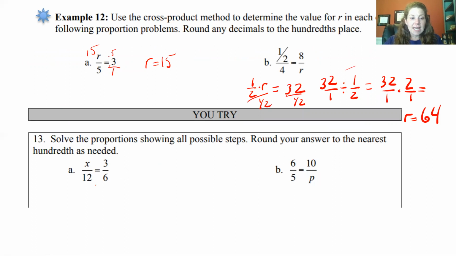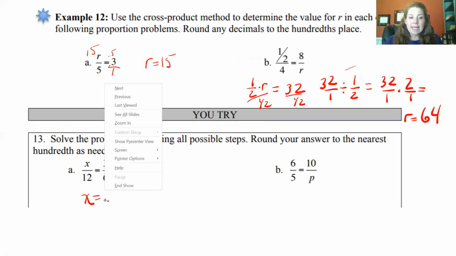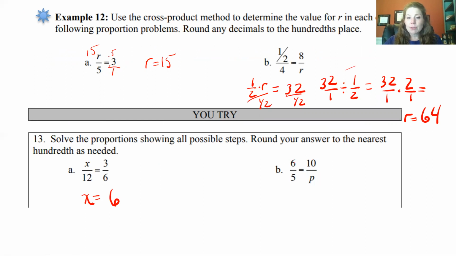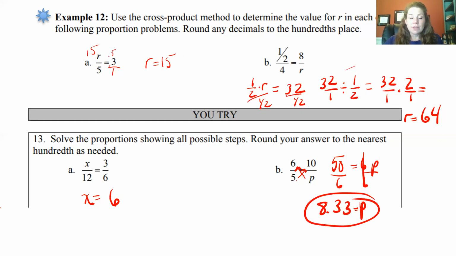All right, so look at 13a. 6 times 2 is 12, so 3 times 2 is 6. We can't get from 6 to 10 by multiplying by a whole number, so we have to use cross products. So 5 times 10 is 50. 6 times p is 6p. We divide both sides by what's multiplied by the variable. So p is equal to 50 divided by 6, which is 8.33.